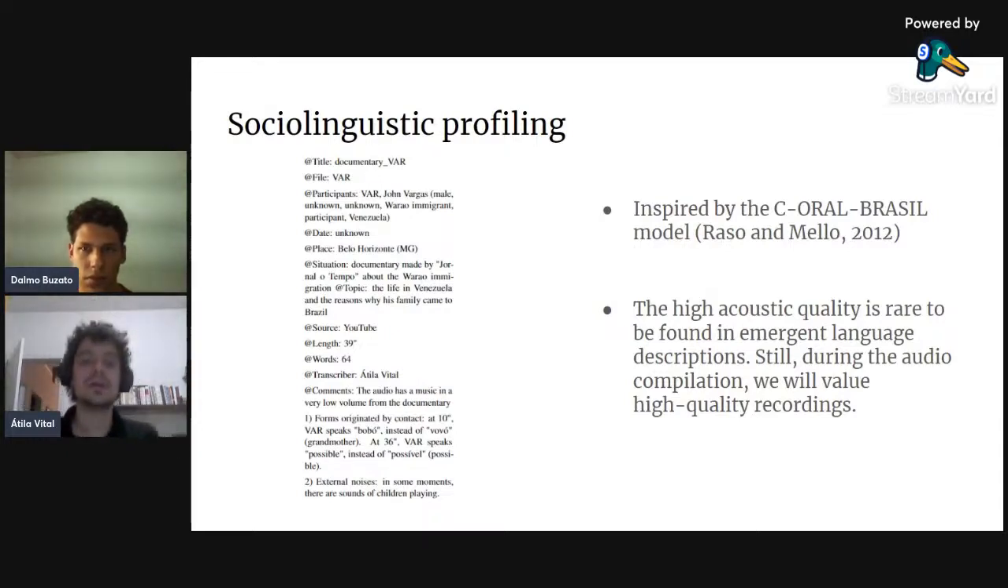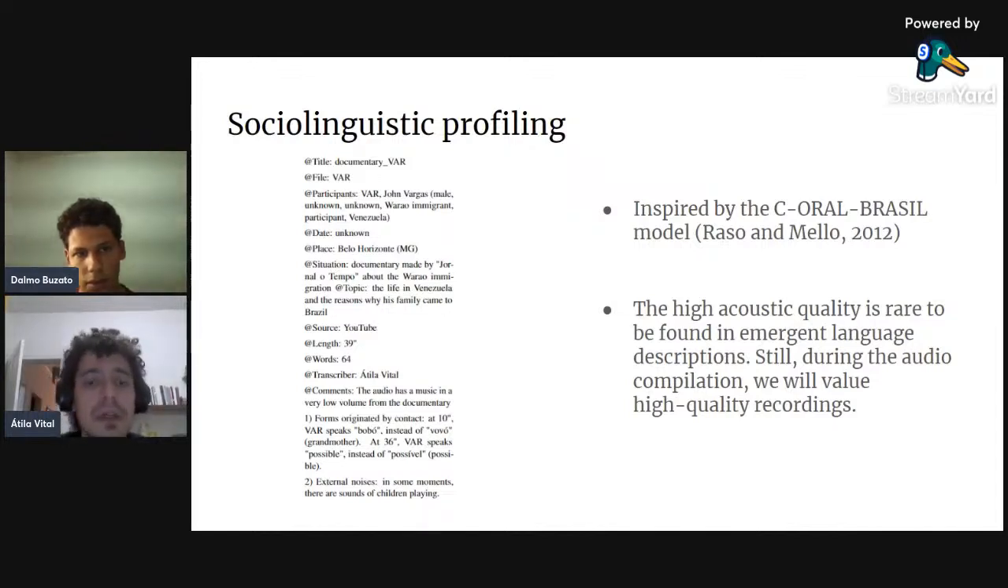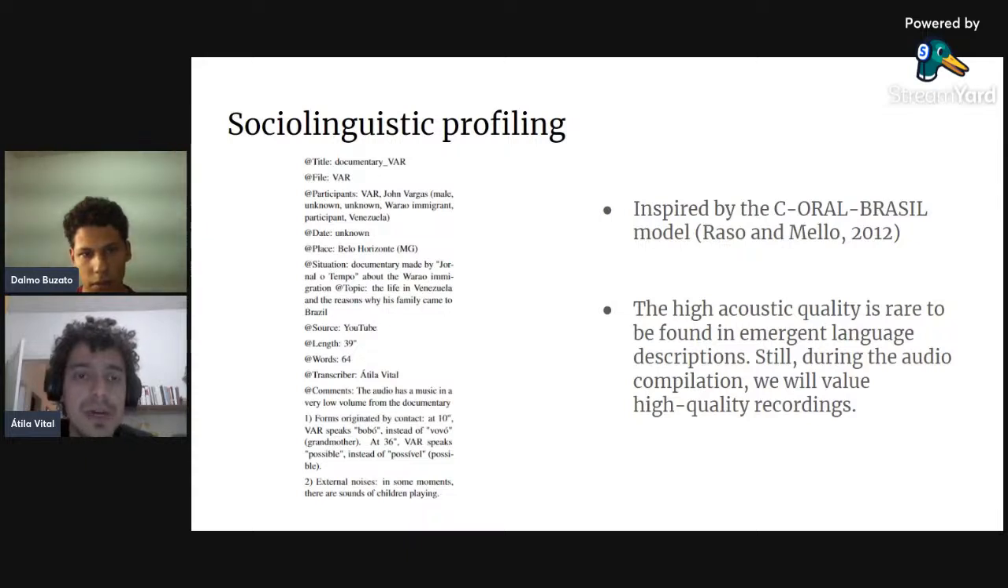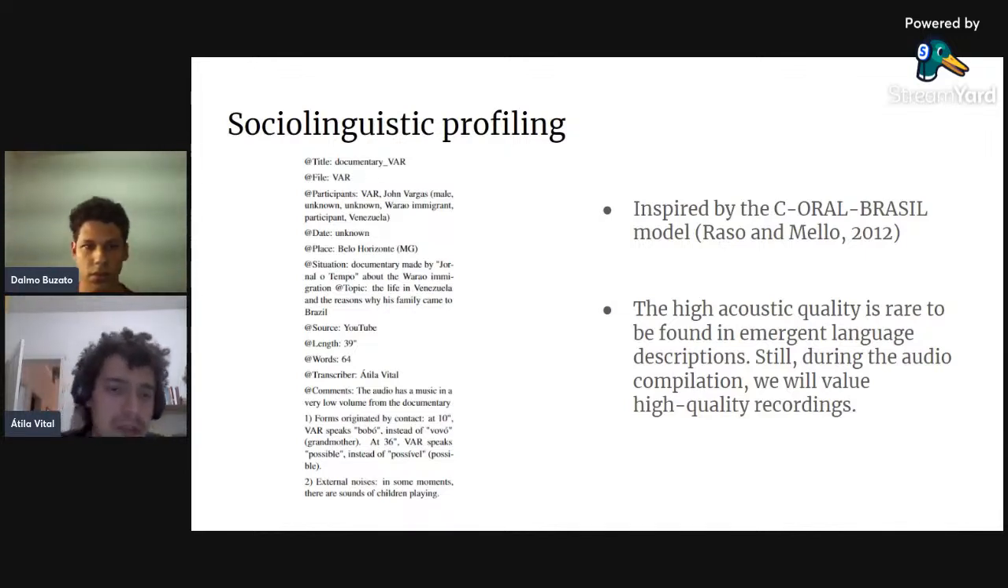We did an adaptation from the sociolinguistic header, the sociolinguistic information that was used in the Coral Brasil's corpus. Here on the left, we have an example of the sociolinguistic information for one recording from the YouTube video with an interview with a Warao speaker, the VAR one. In this file, we have the name of the participant, the acronym of the participant that is used in the transcription, gender, origin, and other sociolinguistic information that is important to describe the speech. The date, place in which this recording occurred, situation, and lots of other information.